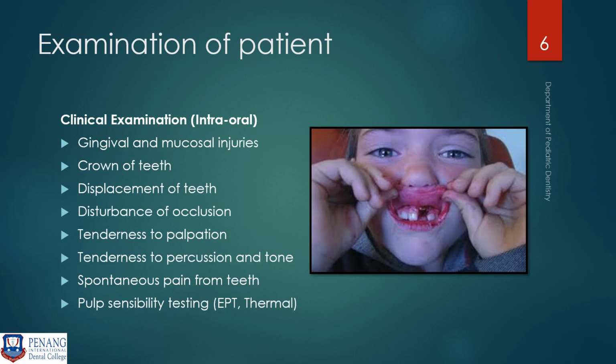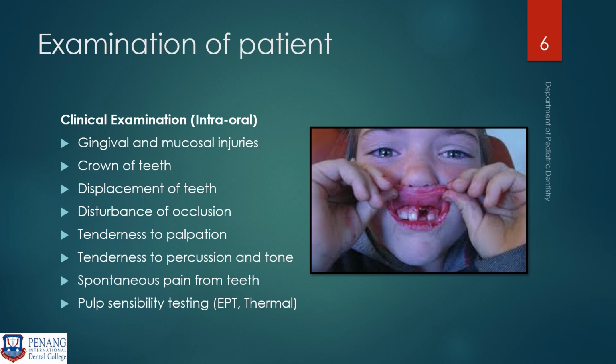Then we come to the clinical examination of the intraoral. We'll have to look at everything. Okay, don't focus only on the traumatic injury side, but have a look at everything else. So look at the gingiva, the mucosal injury, any lacerations, abrasions. You'll have to look at the crown of the teeth. You have to look at the fracture.